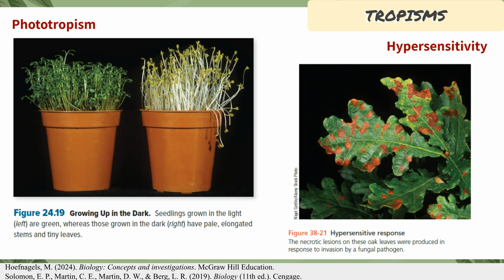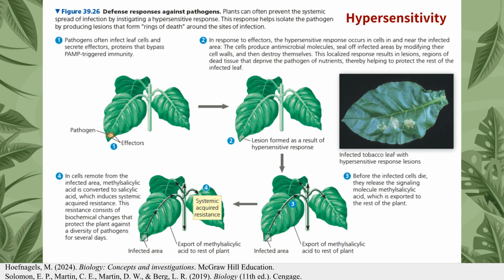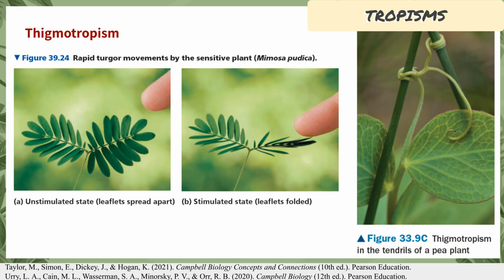The hypersensitive response is a sophisticated defense mechanism used to stop the spread of pathogens, like fungi or bacteria, throughout the plant. When a pathogen infects a leaf, the plant detects effectors, proteins from the pathogen. In response, cells near the infection site produce antimicrobial molecules, seal off the area by modifying their cell walls, and then intentionally destroy themselves. This creates necrotic lesions, or rings of death, which are regions of dead tissue that starve the pathogen of nutrients and prevent it from spreading.